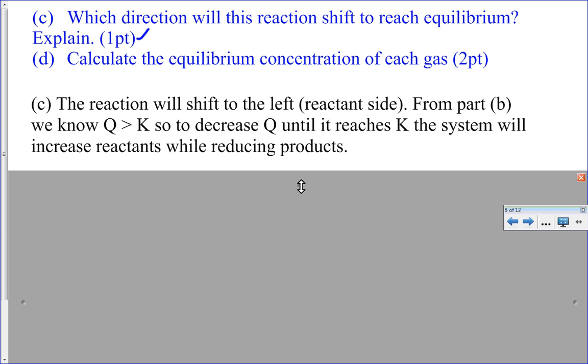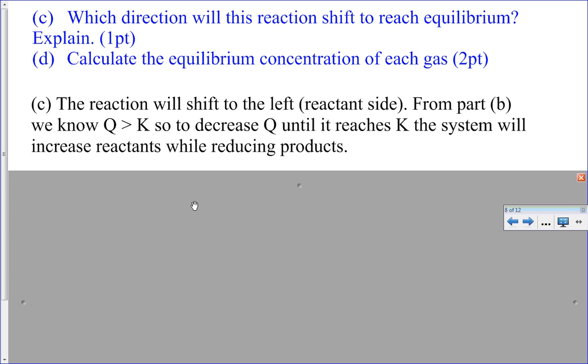So, keeping this format in mind, I first say what direction. It's like the first point is right here. The reaction will shift to the left. Then I explain it. We know that Q is greater than K, so I got to talk about that Q-K relationship. And I need to talk about how we're going to change reactants and products to get to where equilibrium exists. That's when Q equals K. So there's my 2 points.